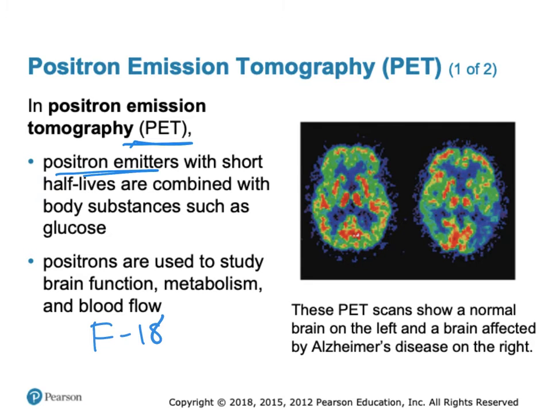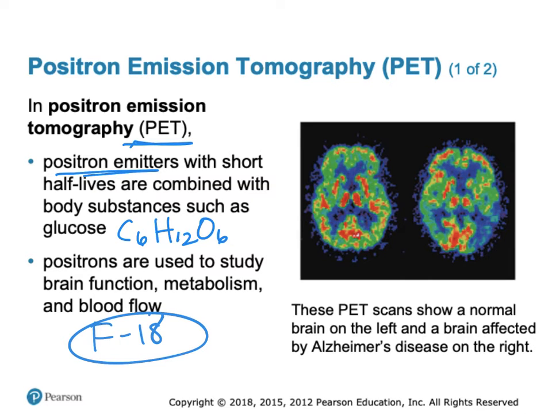So positron emitters with short half-lives are combined with body substances such as glucose. Glucose has the formula, and we'll see this in later chapters, C6H12O6. For PET scans, one of the oxygens is replaced with a fluorine-18.